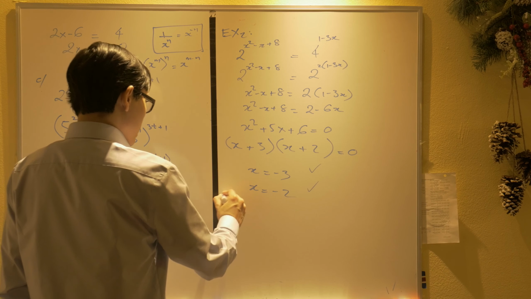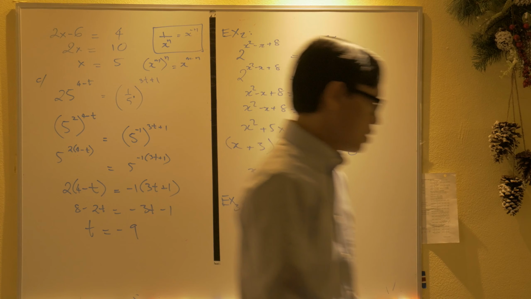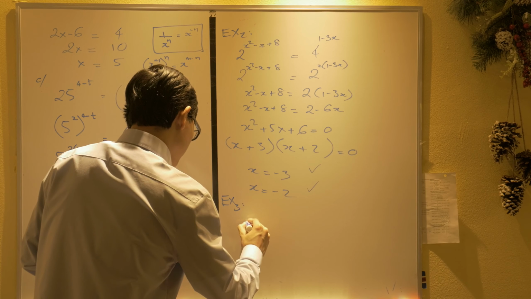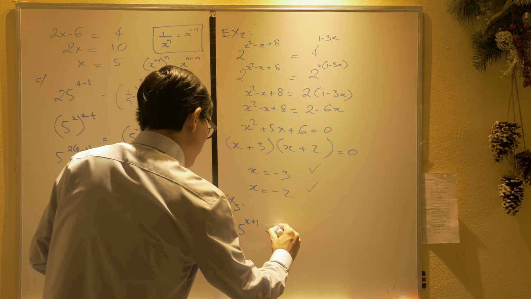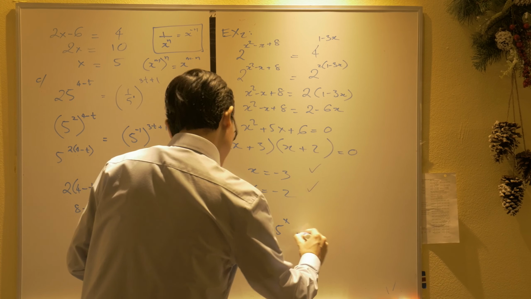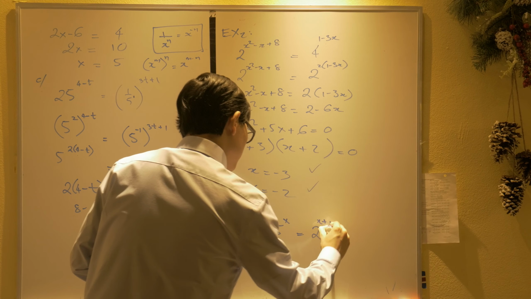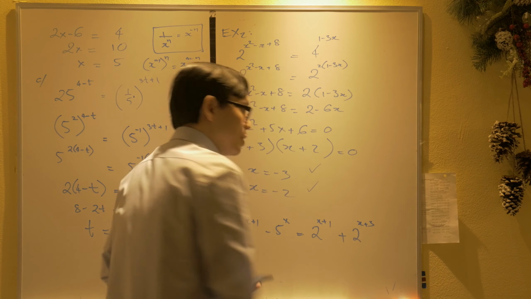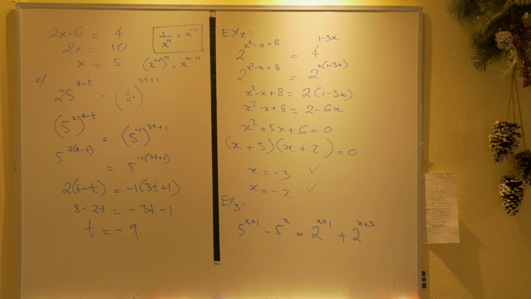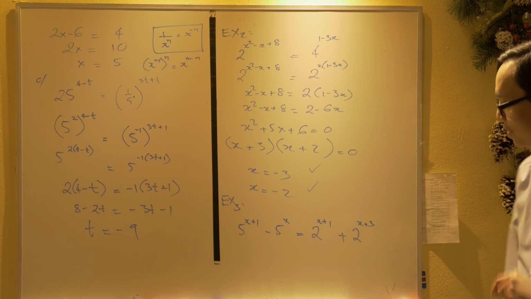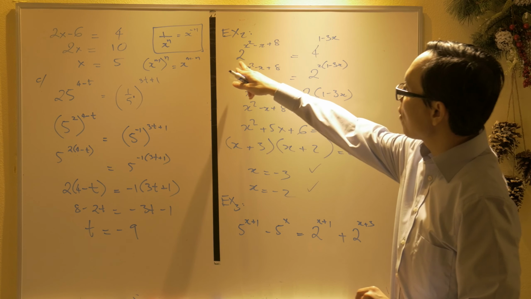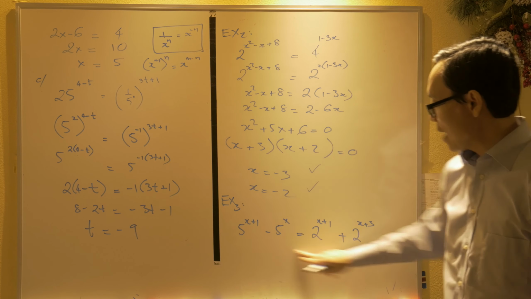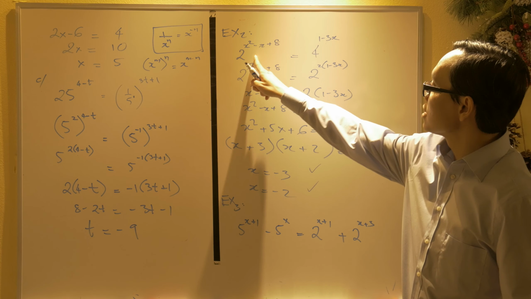Alright, example number 3. In this example, I want you to practice yourself, okay? I thought it's a very interesting problem also. 5 to the x plus 1 minus 5 to the x equal to 2 to the x plus 1 plus 2 to the x plus 3. So this is the hardest equation and I want you to try it yourself. Remember, you have to bring it to the same base, and it must be in the form b to the x equal to b to the y. You see, this is not in that form yet because you have too many terms here.